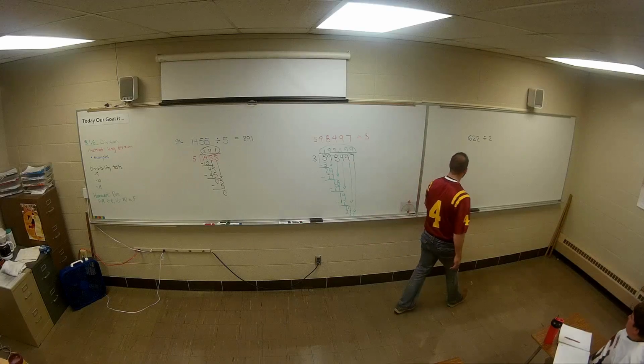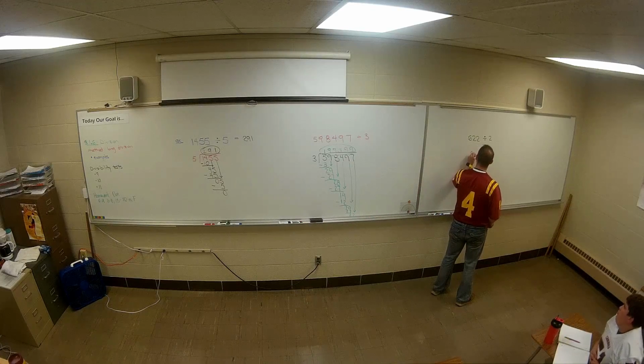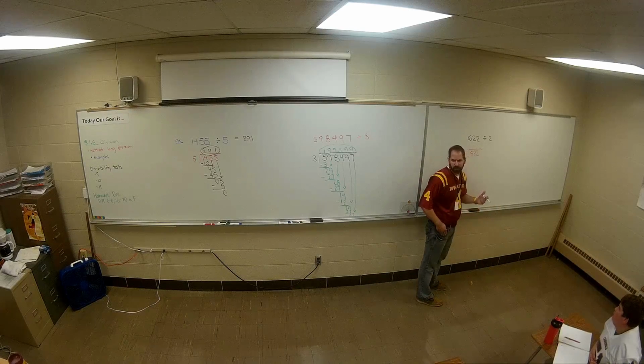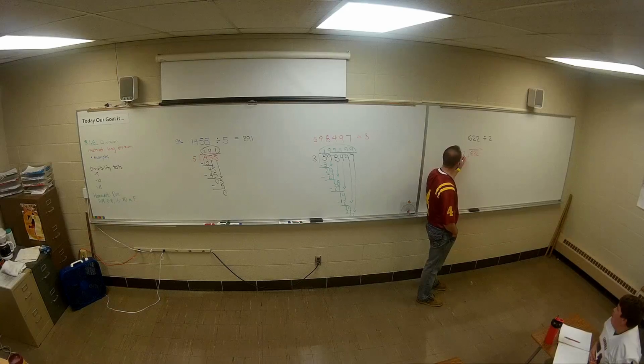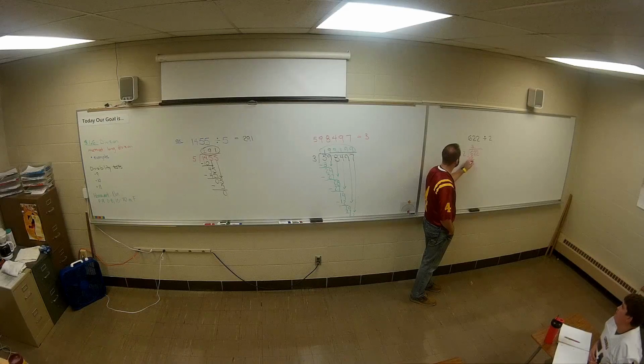So yeah, looks like everyone's got the first couple steps right. The 622 goes in the house. The 2 goes on the outside. Everyone got the first couple numbers right. 2 goes into 6 3 times without going over. It goes in there exactly 3 times. So 2 times 3 is 6. You subtract, you get 0.